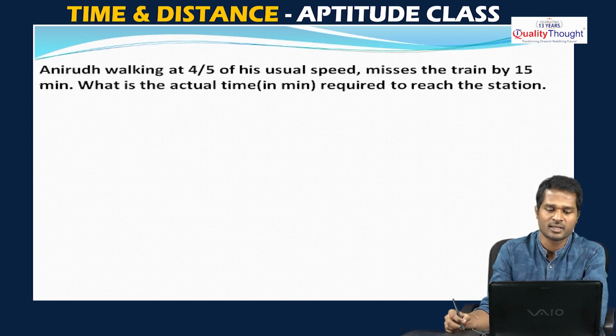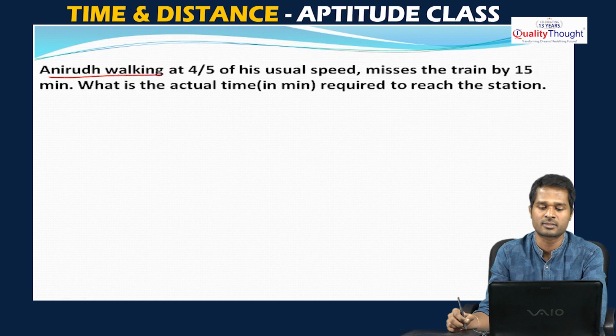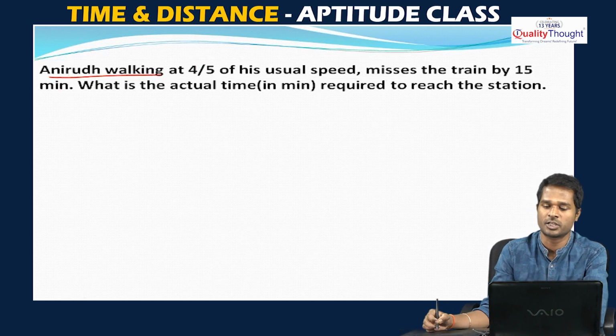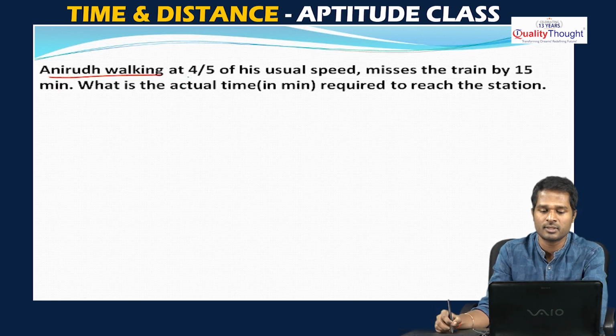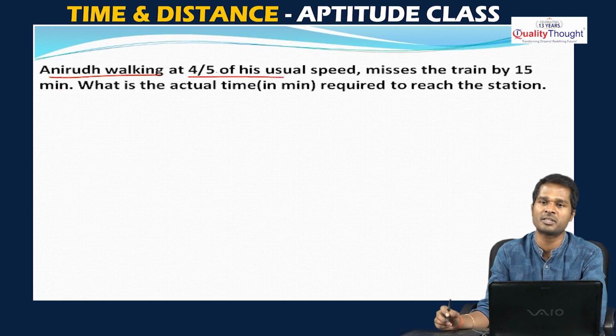See, basically Anirudh will travel a certain distance to reach the station, but he travelled with 4 by 5th of his original speed. That means he reduced his speed, his speed was decreased.